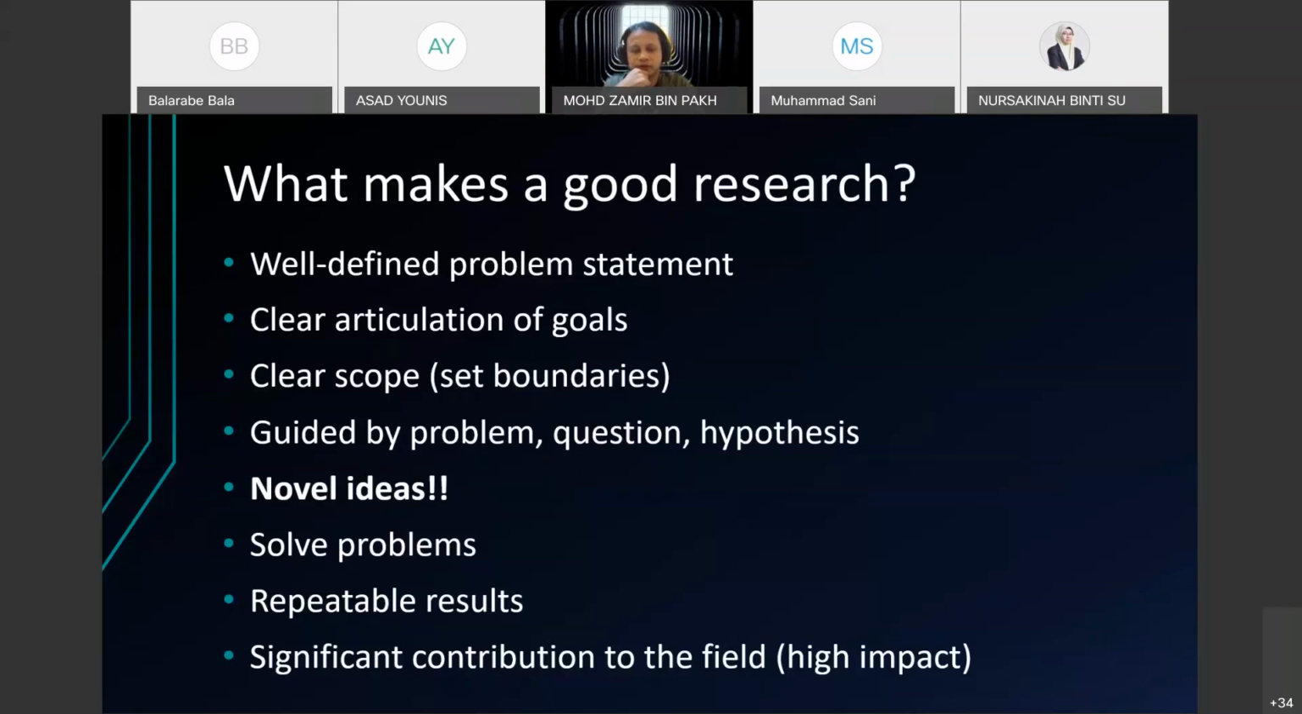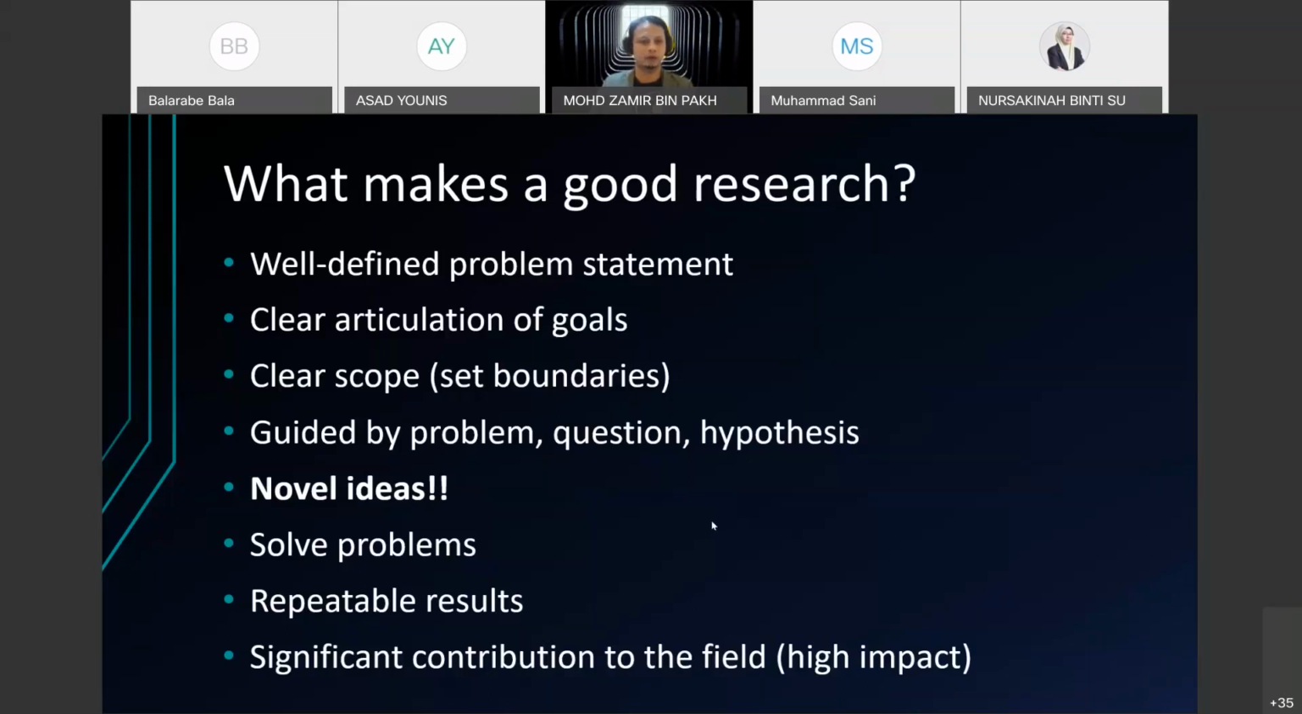So that will define how you are going along your research journey, right? So that you don't just steer to the left, to the right, without you realizing it, right? So guided by problem, question, hypothesis. So you should be guided by problem, questions, hypothesis all the time.